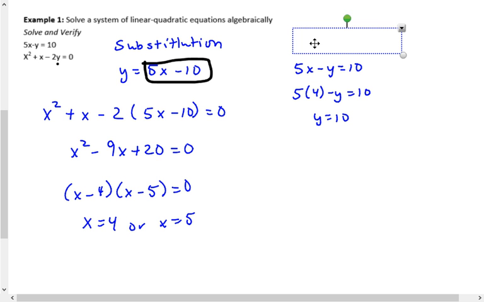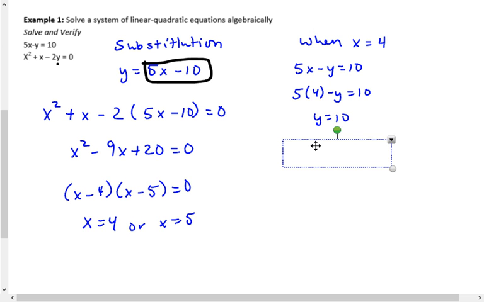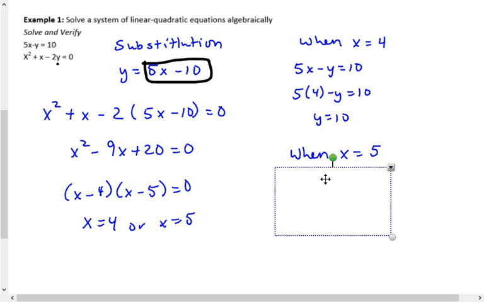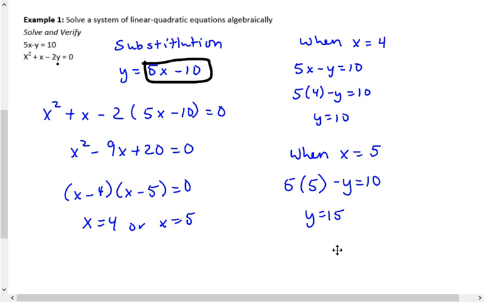To do that, I'm going to determine y when x equals 4. So I'm just going to substitute the value of 4 in for x into either one of these equations. Why did I choose this equation? I chose it because it's a little less complex than the second equation. I need to do the same thing for when x is equal to 5. So I find out that y equals 15.